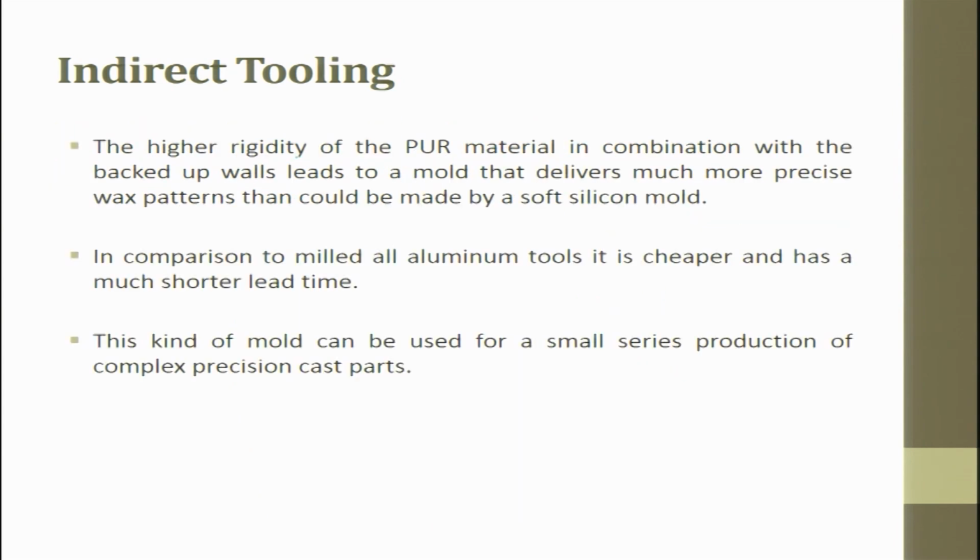The higher rigidity of the PUR mold combined with the backing up walls leads to a mold that delivers much more precise wax patterns than could be made by soft silicone molds. Soft silicone molds always have this problem, so we counter it by reinforcing with a harder one. In comparison to a milled all-aluminium tool, it is cheaper and has a much shorter lead time.